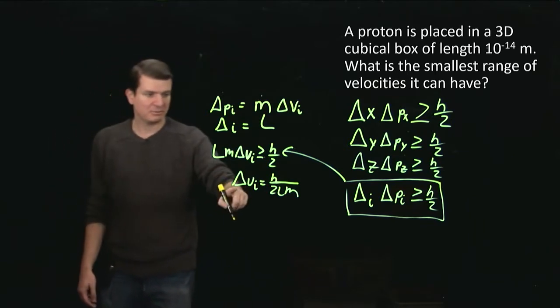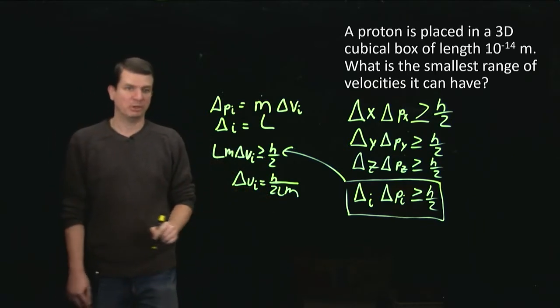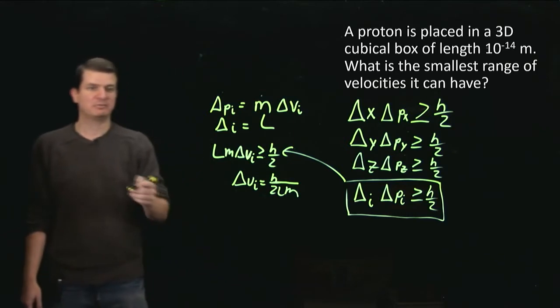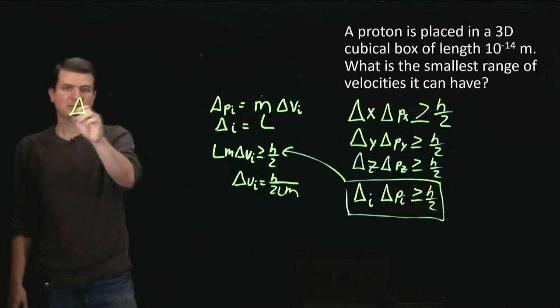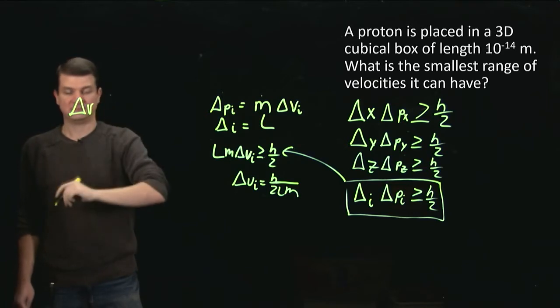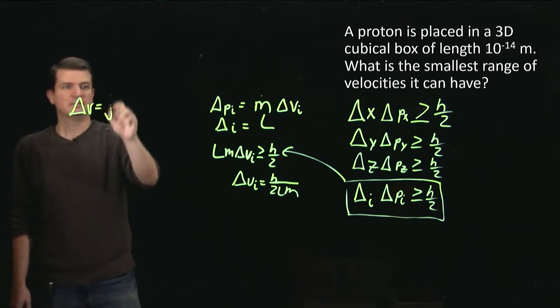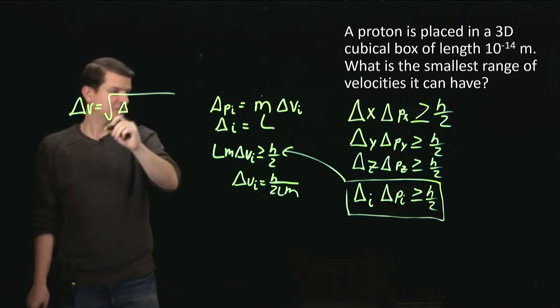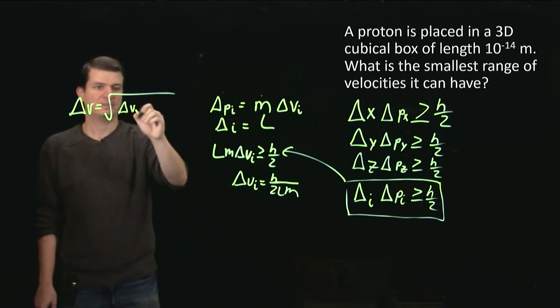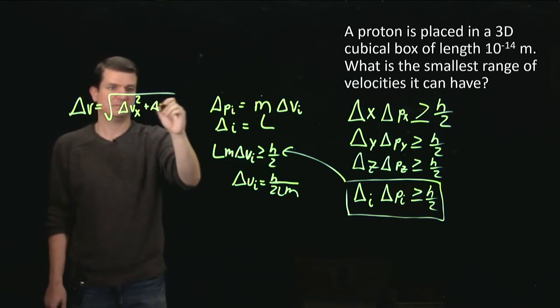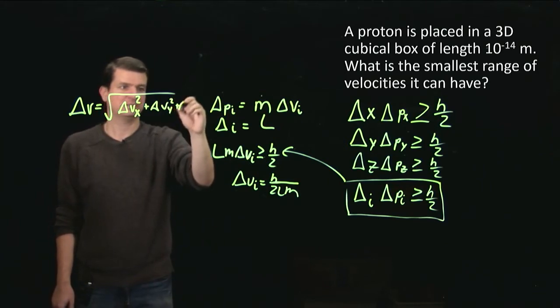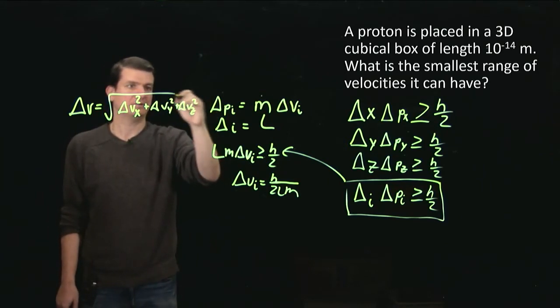Now that's all well and good. That's the uncertainty in each component of velocity. So I have to form the overall velocity. Well, delta v is actually the square root of delta vx squared plus delta vy squared plus delta vz squared.